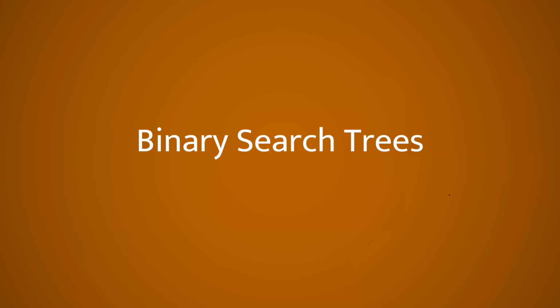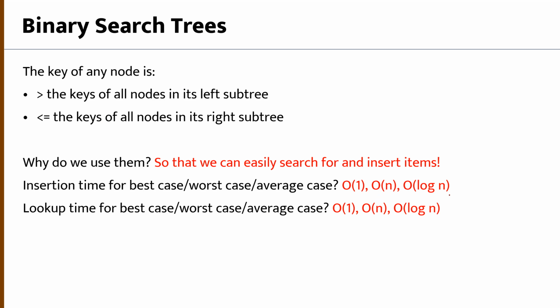And so now let's actually move on into a more specific type of trees. We'll be talking about binary search trees. So in a binary search tree, every node to the left has to be less than the element we're looking at, and all the nodes to the right have to be greater than or equal to the node that you're currently looking at. And the reason why we use binary search trees is so we can easily search and insert items.